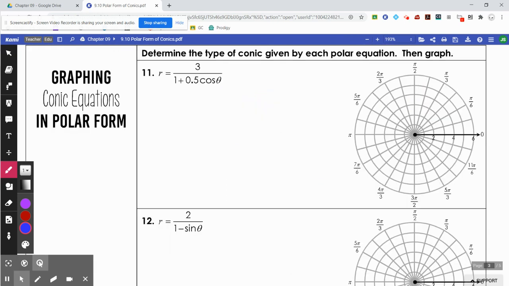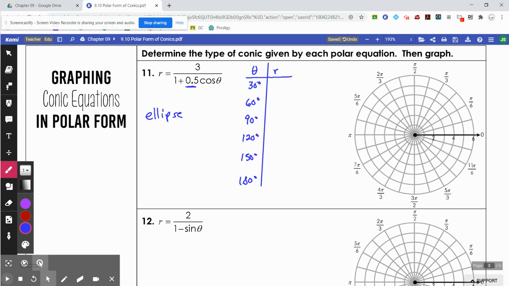Okay, starting with number 11, it says determine the type of conic given by each polar equation, then we're going to graph it. To determine the type of conic, all we have to do is look right here at the eccentricity. Since the eccentricity here is between 0 and 1, this should be an ellipse. Ellipse, there we go. And the way we're going to graph it is we'll just use a table of values here. So here's my table of values, and again, I'm just simply plugging in cosine of 30.